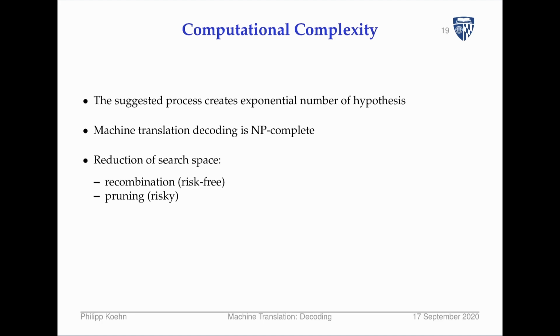In order to deal with that, we're going to do two things. One is recombination. This is the dynamic programming, which is actually risk-free. That means we're not going to run the risk of missing the best translation, the translation that the model assigns the highest probability to. And since that is not enough, we're also going to do pruning, which is risky. There we might actually lose the best translation.